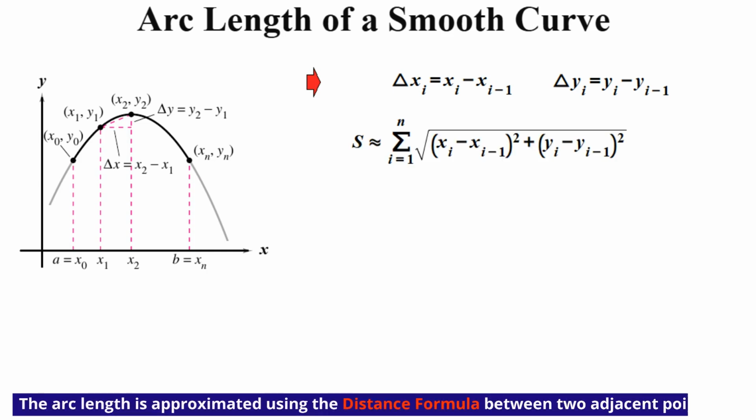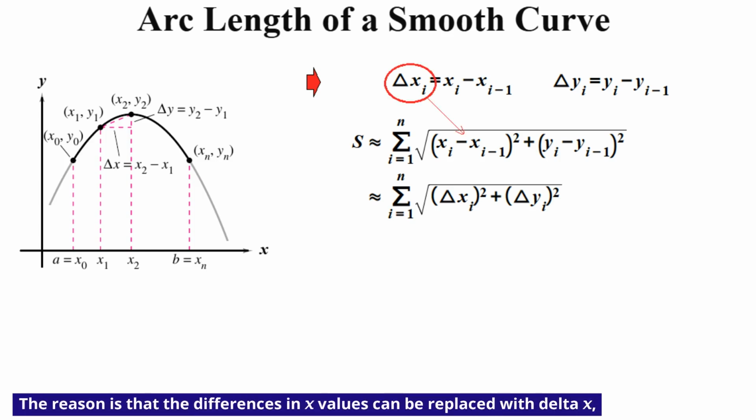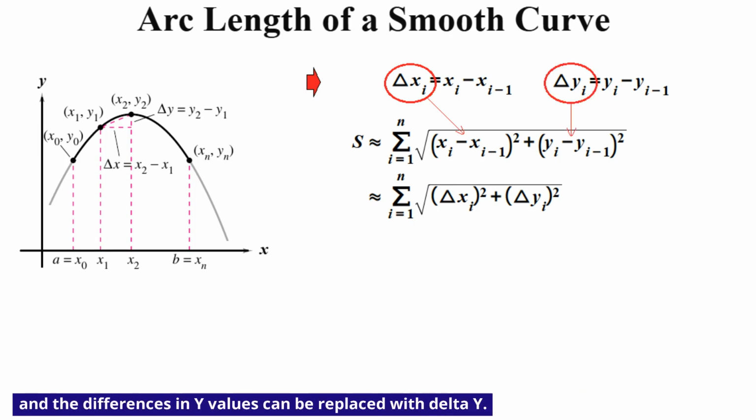The arc length is approximated using the distance formula between two adjacent points. This approximation can be expressed as follows. The reason is that the differences in x values can be replaced with delta x, and the differences in y values can be replaced with delta y.